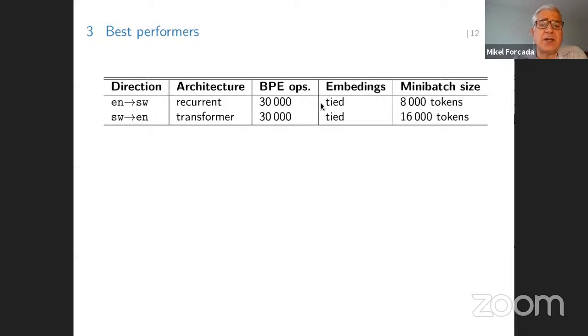So the best performer for English to Swahili was a recurrent architecture, 30,000 BPE operations, tied embeddings, and mini-batch size of 8,000. Whereas for Swahili to English, the transformer was better, but it used 16,000 tokens.